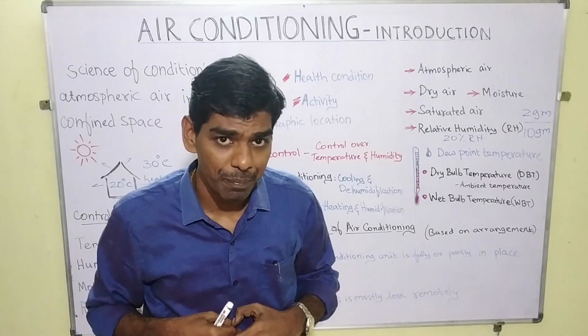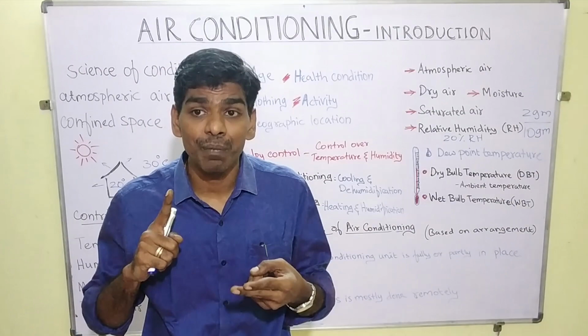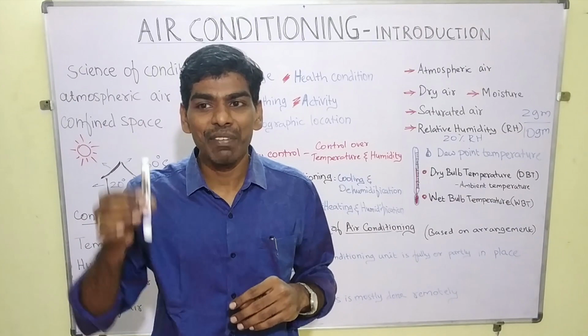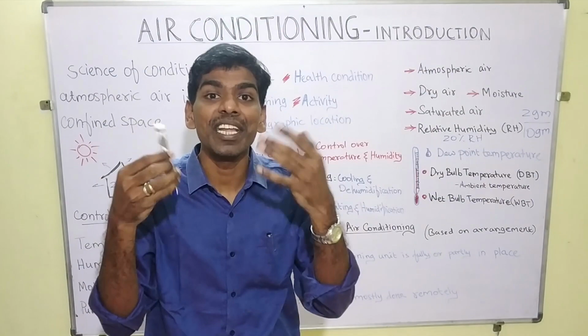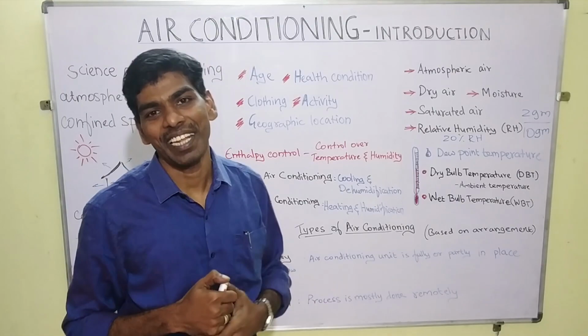What if wet bulb temperature and dry bulb temperature are equal? That means the air is already saturated. Even when we measure it without covering the bulb, or if we cover it with a soaked cloth, both will give the same temperature. In that sense, the air is already saturated. So these things are very important in air conditioning: dry bulb temperature, wet bulb temperature, dew point temperature.